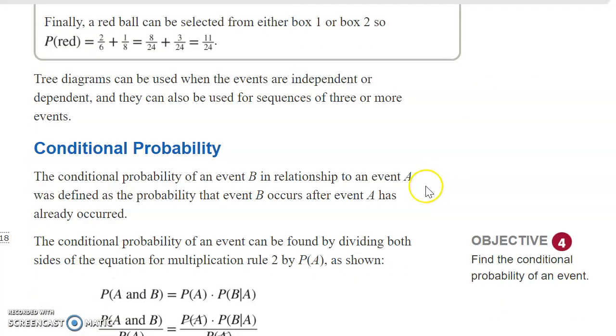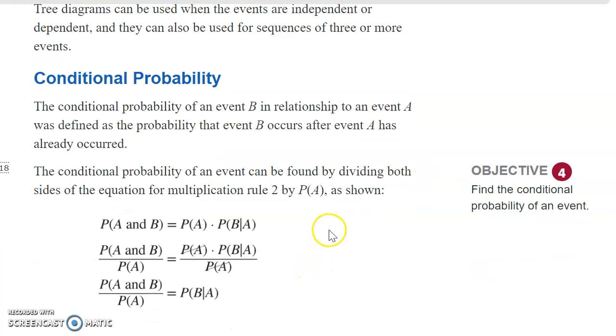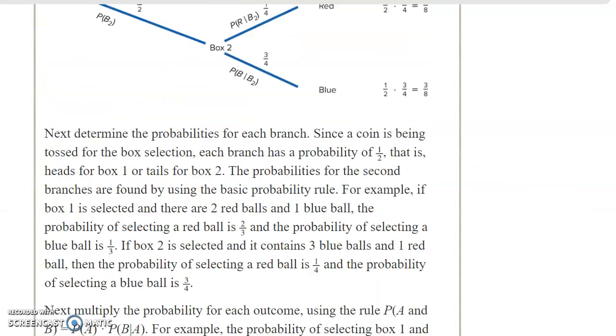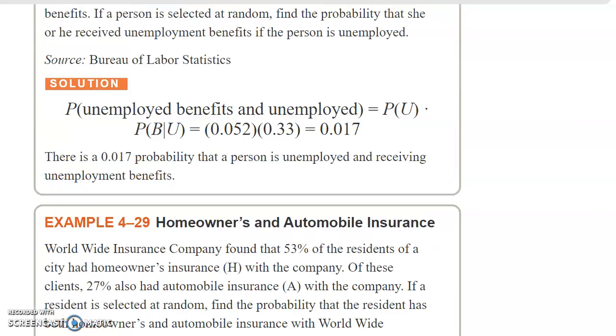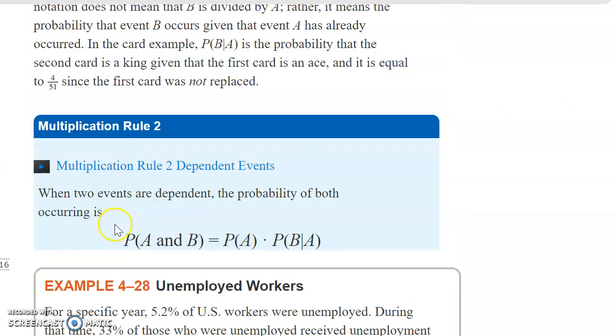Okay, so here we are at conditional probability. So what we got going on here is just some arithmetic. All right, so we have multiplication rule number 2 here, where we talked about the probability of A and B occurring is equal to the probability of A occurring times the probability of B occurring, given that A occurs.